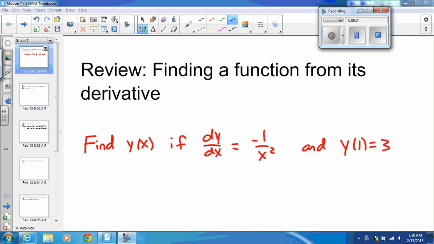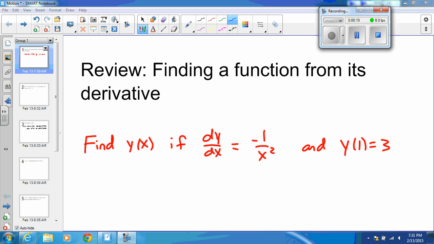Howdy. We're going to talk today about motion along a line and how integration can be used to find position or velocity given a velocity or an acceleration. And so I want to begin by reviewing what we talked about in class last Thursday.